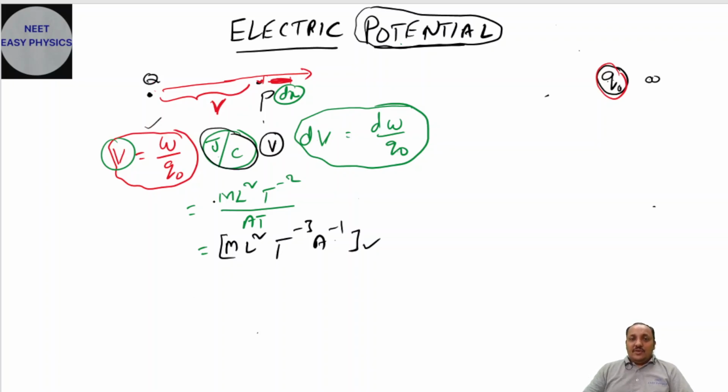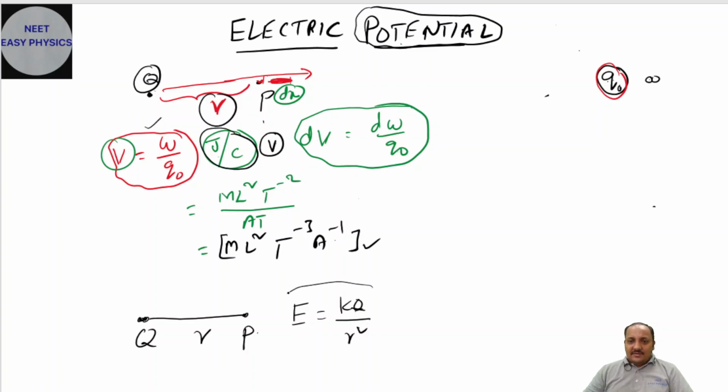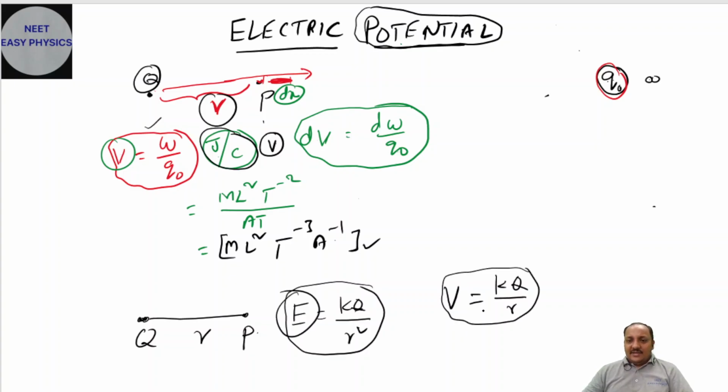Next, potential due to a point charge at some distance. If you are taking Q charge at a distance r, what is the electric field intensity at this point P? We wrote E is equal to kq by r square. Now what is the potential at this point? Potential at this point is going to be V is equal to kq by r. Just you have to write r. kq by r square, that is the electric field. kq by r, that is going to be the potential.